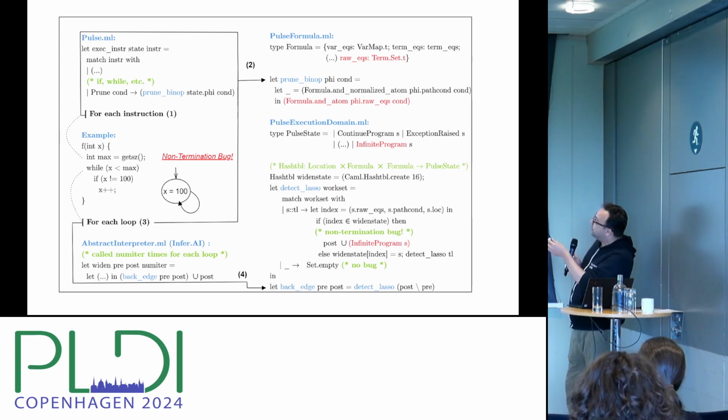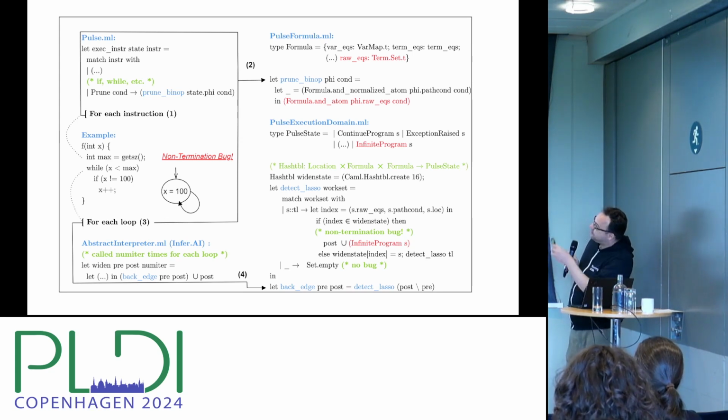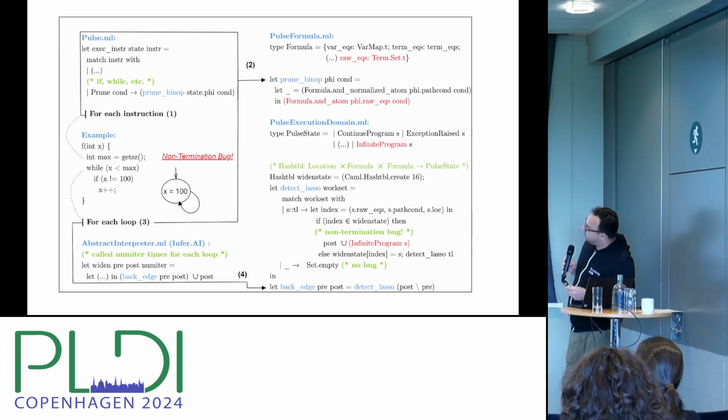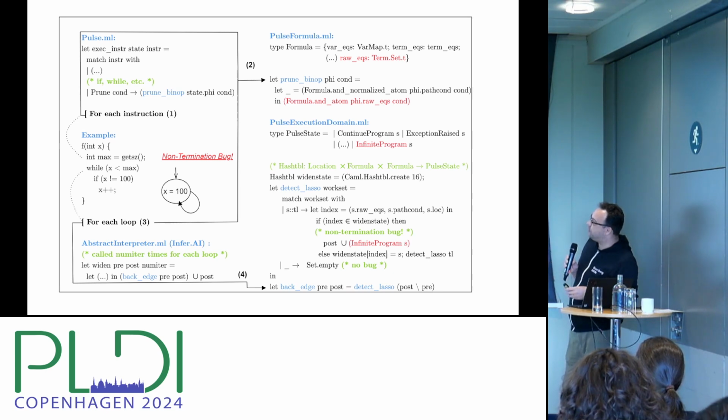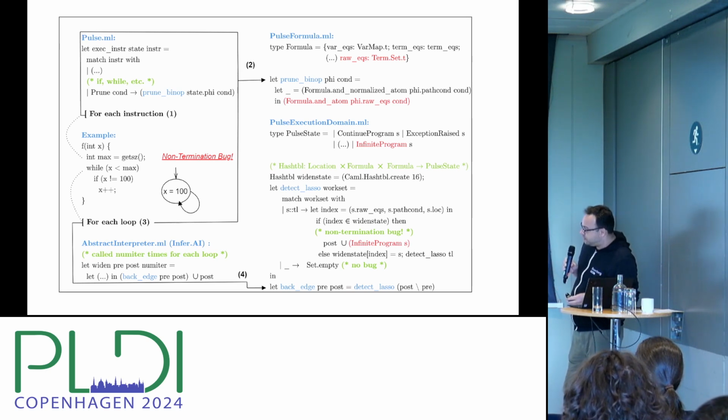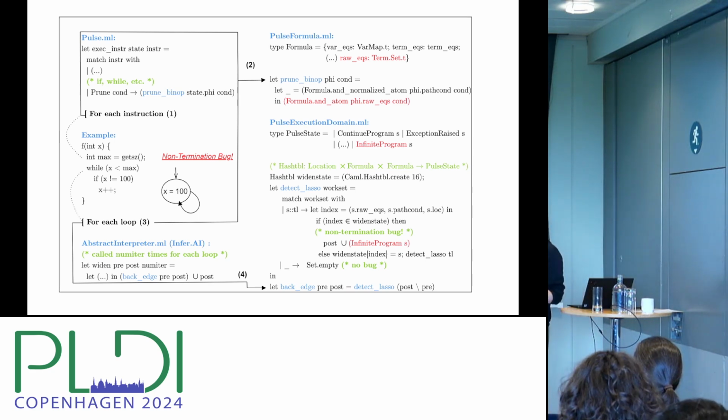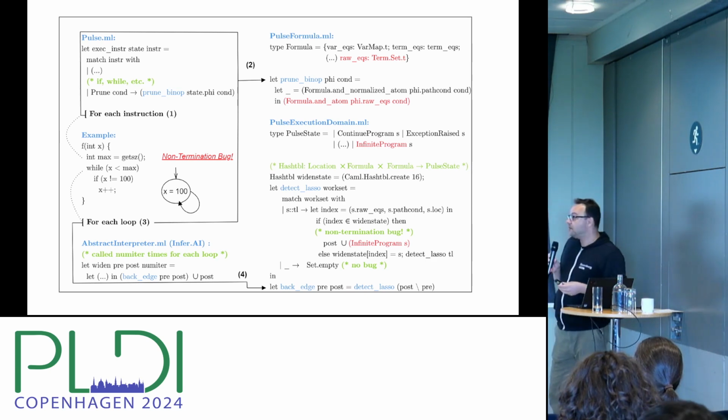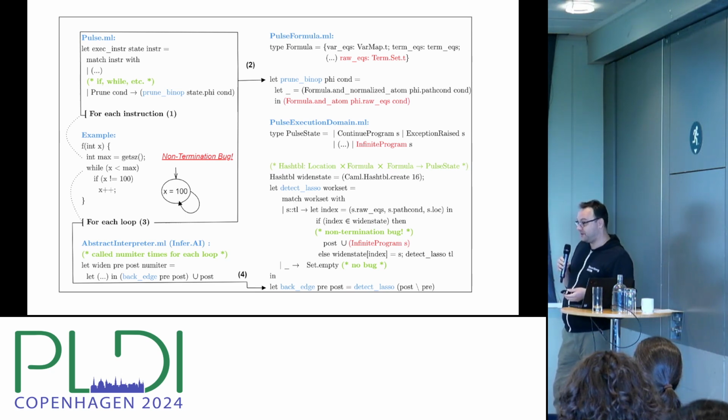for every instruction, we're going to have this exec instruction on the very top left here. For certain kinds of instructions, say the if and the while, it will actually call into this prune binop. So all good, we collect a bunch of constraints and we add them to the Pulse state. Then, for every loop, we're using the widening primitive of Infer.AI to do something fun. As was mentioned in the previous talks, the widening of Infer.AI can be abused, and it is abused by Pulse to be under-approximate rather than over-approximate, as you would expect for an abstract interpretation framework.